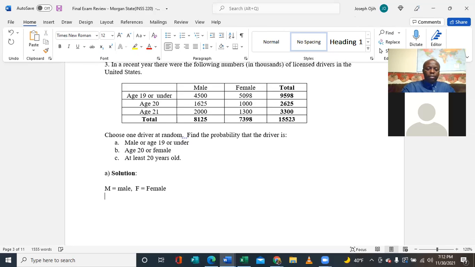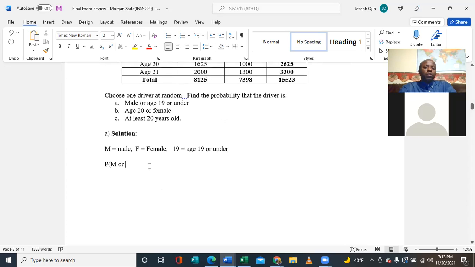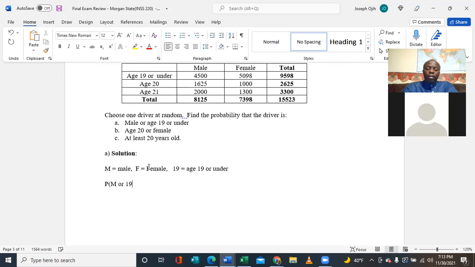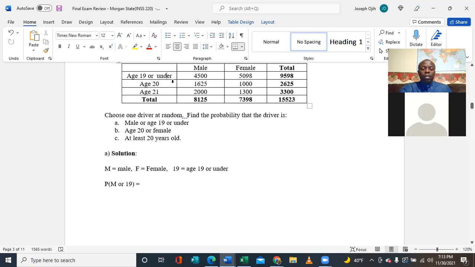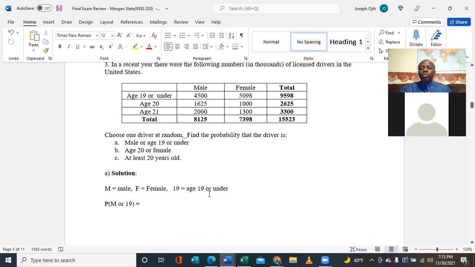So now, probability of male or age 19 or under. Let me use this 19 for age 19 or under. So the probability of male or age 19 or under now becomes probability. The key word there is or. Male or age 19 or under. You can see right here, age 19 or under. So that means we're going to use what we call the addition rule.